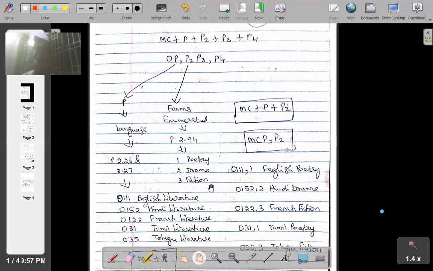So if you want a number for any form of literature, you have to go to page number 2.94, and from there you can collect the numbers for the forms. So the numbers are enumerated. What is enumerated? It is given by the person who created this classification scheme, who is none other than Dr. S. R. Ranganathan. That means you need not search for it somewhere else. It is given in the main schedule itself.